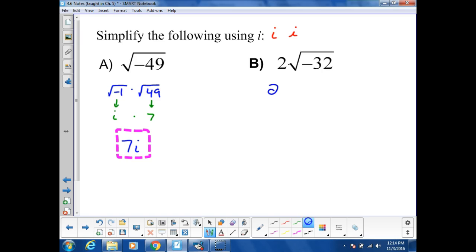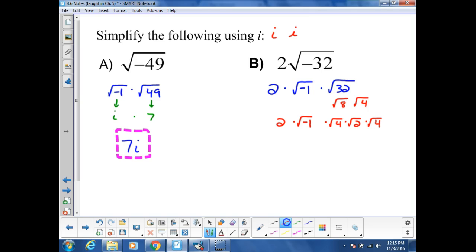Here, I would write this as 2 times the square root of negative 1 times the square root of 32. And now, what perfect square factors are there inside of 32? 8 and 4. Are there any perfect square factors of 8? 4 and 2. So this would be really like the square root of 4 times the square root of 2 times the square root of 4, times the square root of negative 1, then times 2.